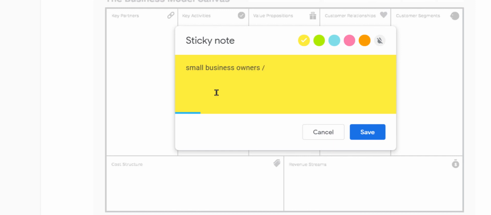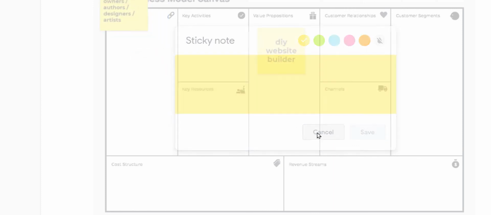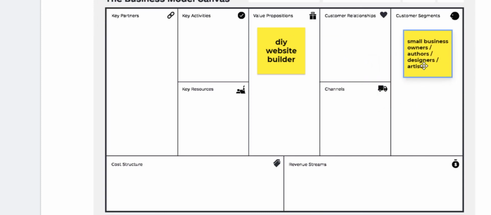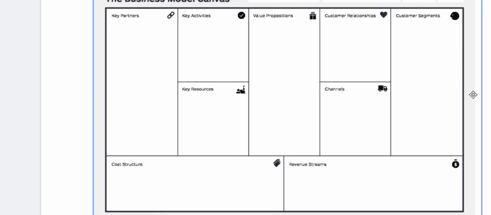It could be authors. It could be designers of some sort, or artists, to have a place to showcase their work. So we could probably look at a customer segment like that.